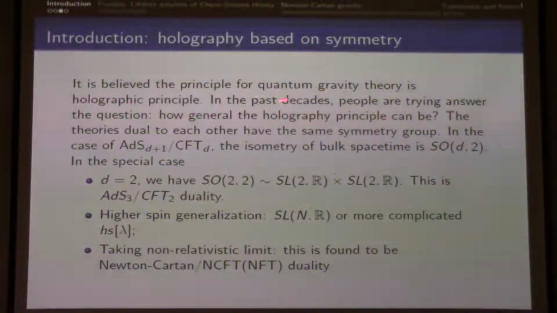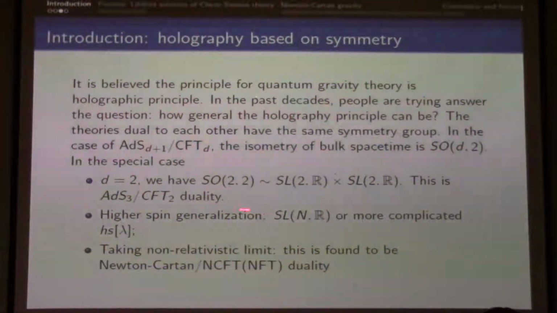So we know in holography, to say two theories are equivalent or correspond to each other, we usually first check that the symmetry on both sides should match. For example, in the case of AdS/CFT correspondence, the isometry of the AdS is exactly the global conformal symmetry of the CFT. So for the d equals 2 case, the structure of SO(2,2) is two copies of SL2R. This gives us exactly two copies of a Chern-Simons description of gravity. So this is what we know as the AdS3/CFT2 duality.